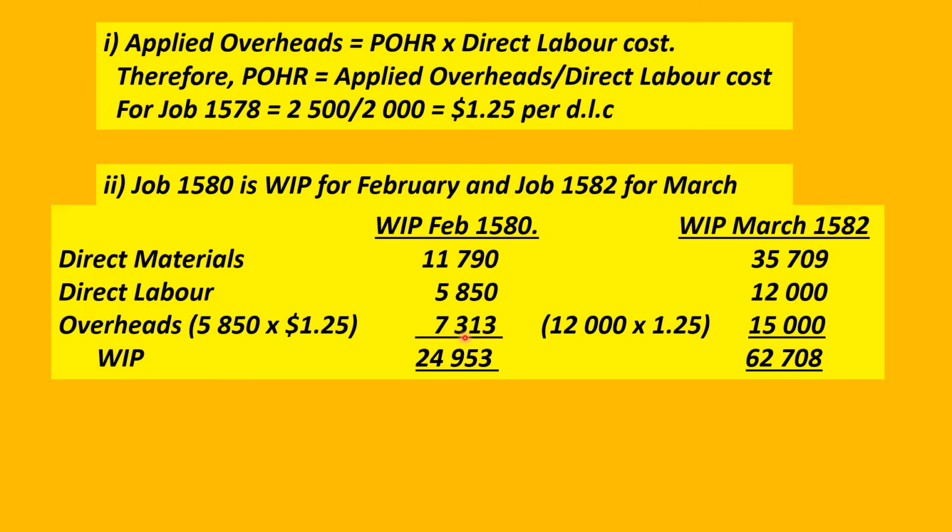And we will get 7,313 for February's job 1580, and March's job 1582 is 12,000 times 1.25, which equals 15,000. When we add them up, we'll get the work in process for February and March. So you can verify these figures that they are coming from the table, in case I made a mistake.